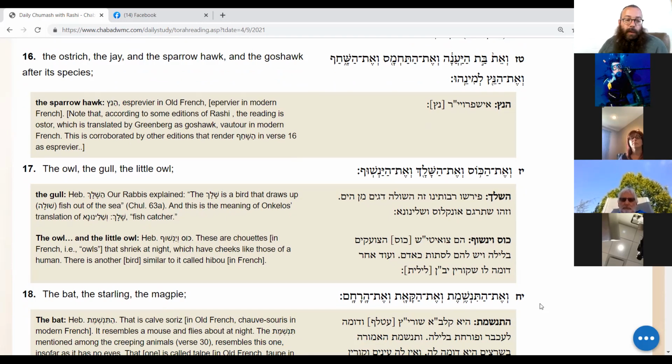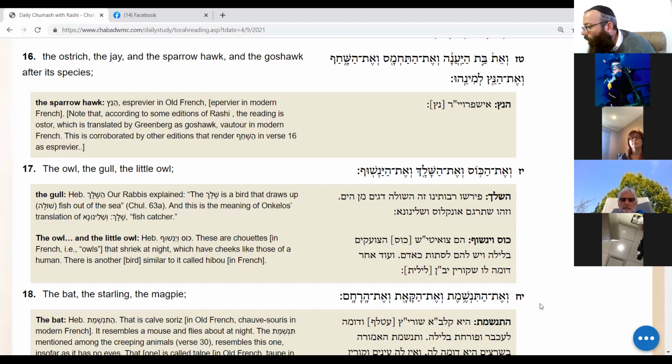The next word is ve'hayanshuf. Yanshuf are the birds that screech. They're the owls that screech at night. Rashi says they have a face like a person. You ever saw an owl face? It looks flat, almost like a person's face, Rashi tells us. And it has cheekbones like a human being. And those are also prohibited.